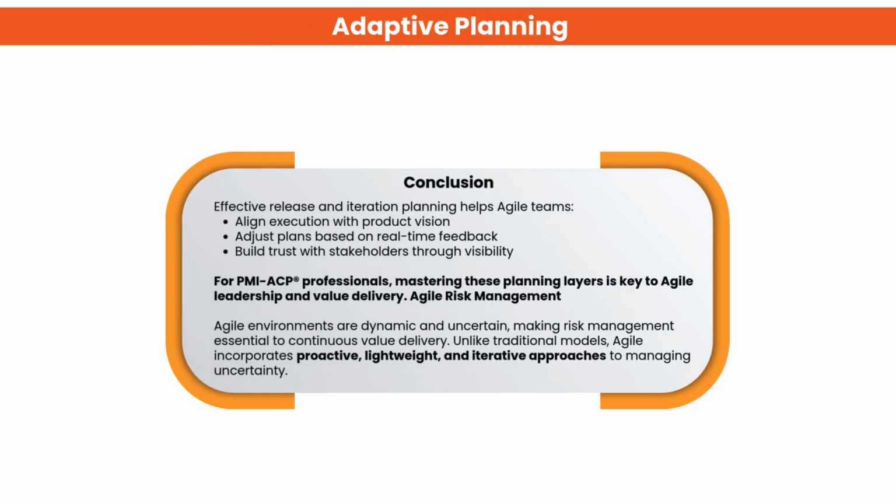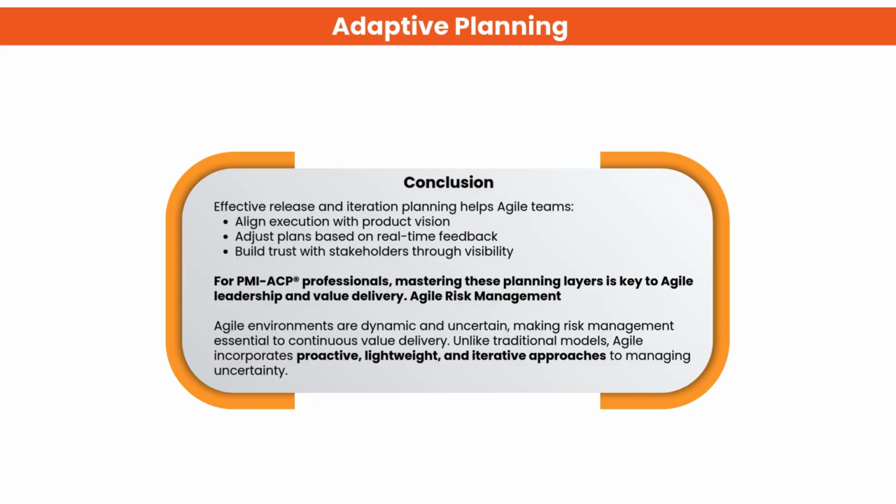This slide wraps up adaptive planning. Key message: agile planning helps teams stay aligned with product vision, adjust quickly based on feedback, and maintain transparency with stakeholders. For PMI-ACP professionals, mastering release and iteration planning is essential for effective leadership and value delivery.